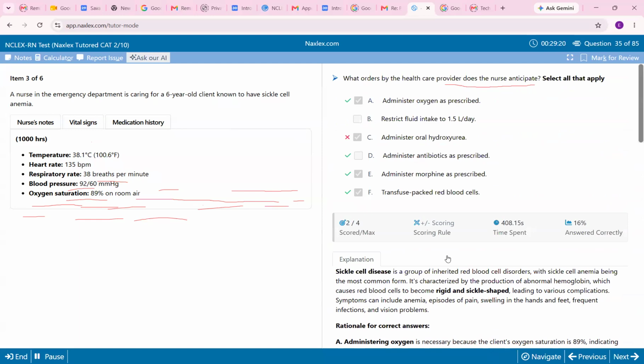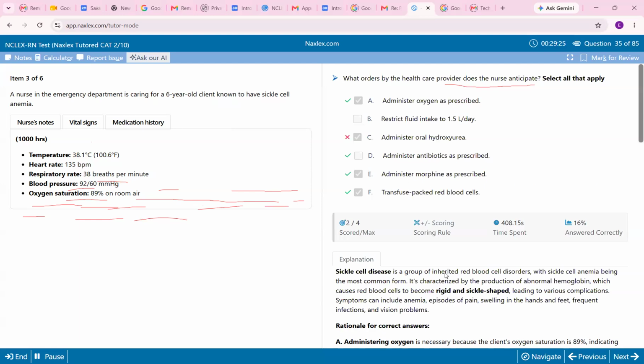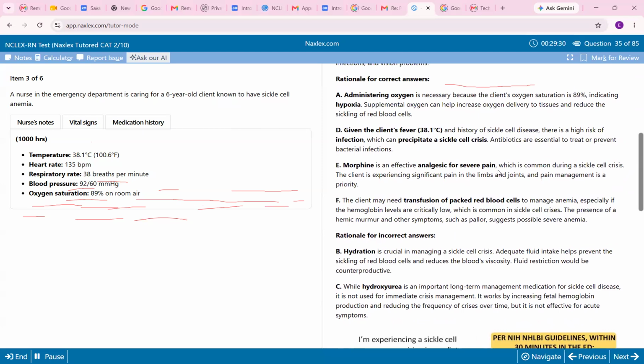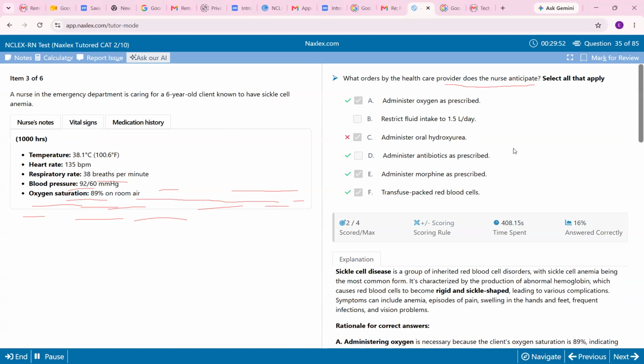Next one, administer oxygen. We know the saturation was only 89%. And why are we administering morphine? We can check that too, because the client is having severe pain. We know that when there is significant pain, it needs to be managed. And why are we administering PRBC? In sickle cell crisis, there may be severe anemia. So to manage the anemia and increase the hemoglobin level, we can administer packed RBC. Okay, got the analysis. It was a good question, I think.